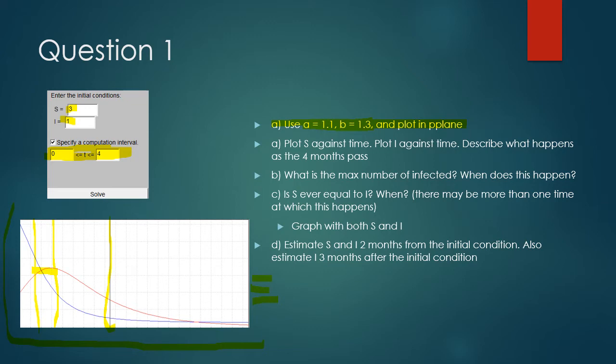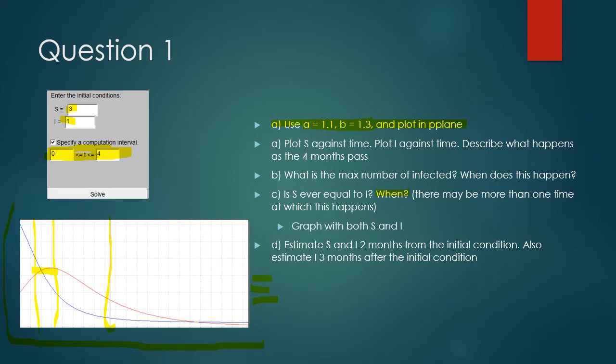So you can zoom in to find what's the max number of infected people and what time it happens at. Part C, you'll have to use this plot that I have here. Here's a plot of susceptible and infected together on the same plot. Is S ever equal to I? You'll have to look at this and see, is there ever a time when S is equal to I? Note that it may not be just one time, it could be more, and you need to give the times at which they're both equal.